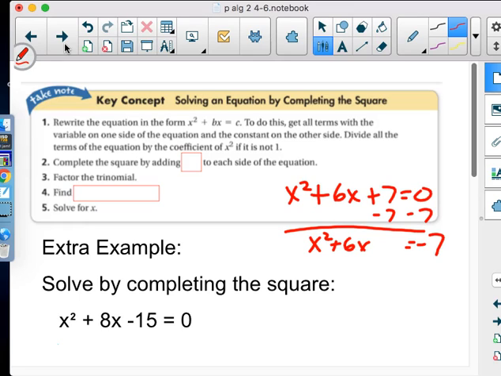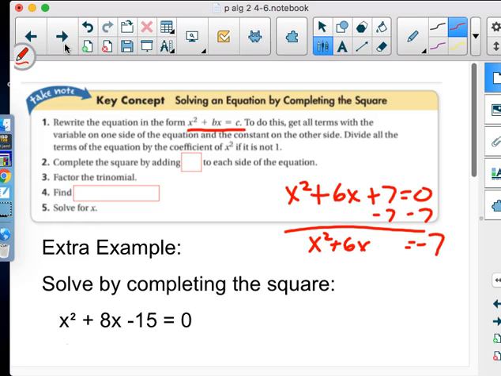That would be our first step. If that last number is not a perfect square, get it out of the way. Put it on the other side so you can find a number that will make it a perfect square. So that's why when you look at this, it doesn't look right. We've got x squared plus bx equals c because they moved that non-helpful number over there, that number that was not a perfect square. And then it says to do this, get all the terms with the variable on one side.